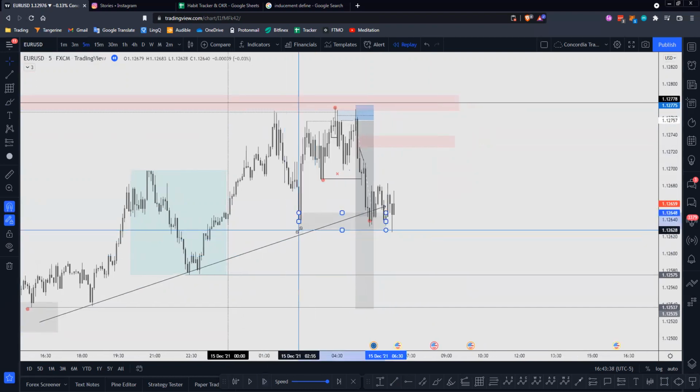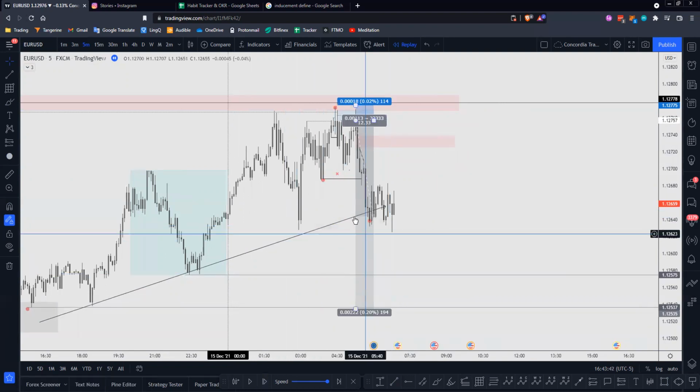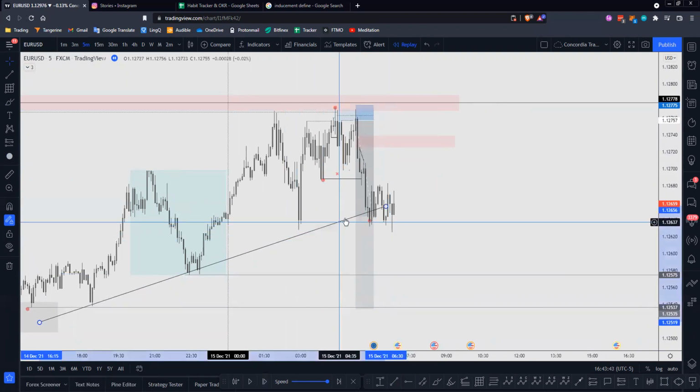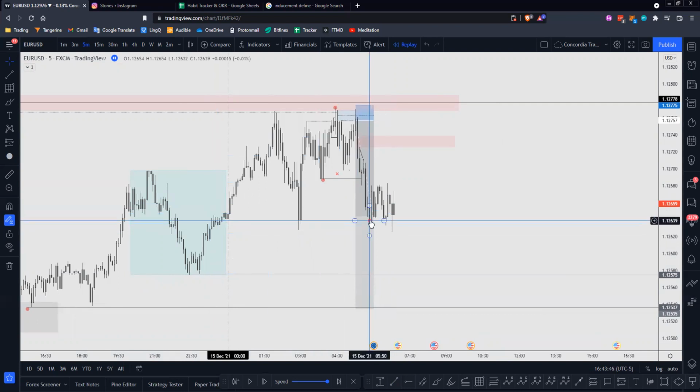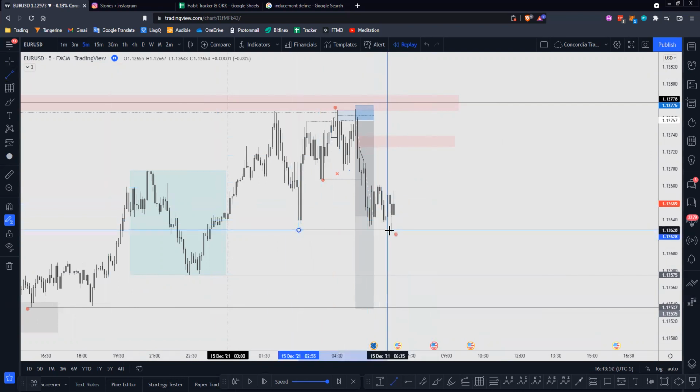Did it break here? Yes, it did. So it just swept a little bit. I'm just going to take off this uptrend now. It's not useful anymore. Okay. And so wherever this ends is going to be our structural low. Okay, so this broke right here.